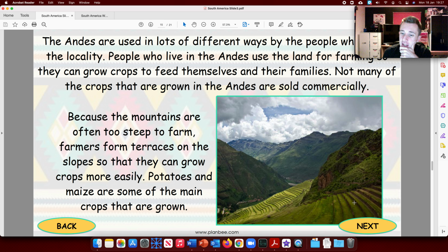easily. So if you can see here, they almost turn them into steps all the way up the sides of the mountains. And because they've made these steps, they can then grow plants and crops on each individual step, which is quite clever, really.